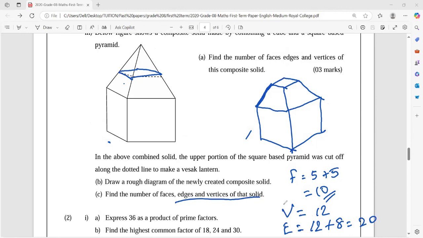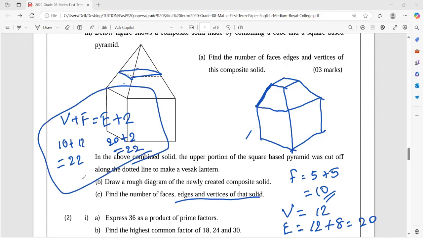And when you find these things, please check whether F plus V equals E plus 2 is satisfied. So F plus V is 10 plus 12, which is equal to 22. If you take E plus 2, E is 20, plus 2, which is equal to 22. So this must come if all these numbers are correct.